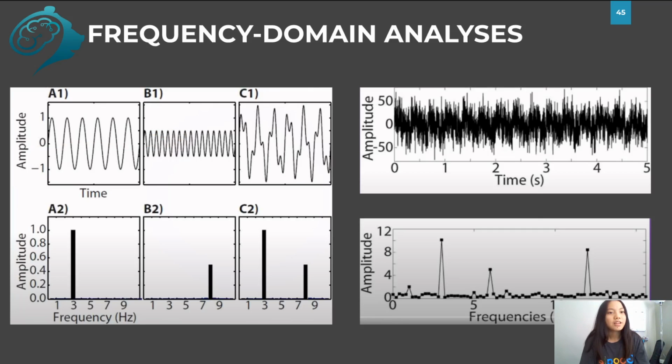And finally, figure C is the sum of the signals from figures A and B. So you can see that the constituent parts, the components of the signal in figure C1, is much easier to identify in the frequency domain in figure C2 compared to the time domain in figure C1. So this advantage of the frequency domain is much more prominent in this signal on the upper right figure.